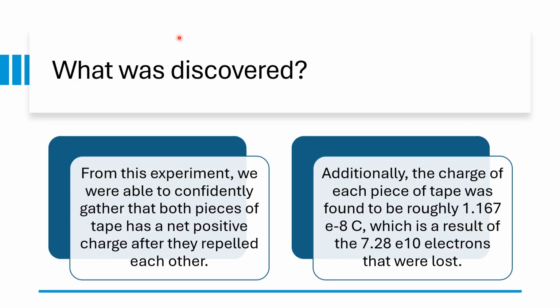In the lab that I'm about to go over, we were able to confidently gather that both pieces of tape that were used had a net positive charge because they repel each other, and that the charge of each tape was roughly 1.167 times 10 to the negative eighth coulombs, and that's a result of the 7.28 times 10 raised to the 10th electrons that were lost.